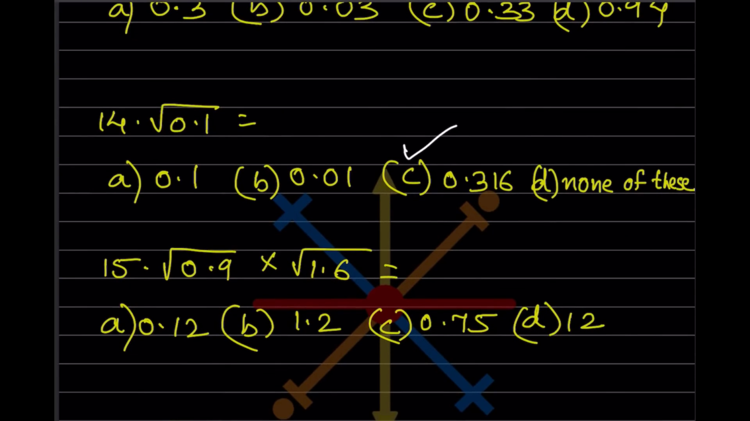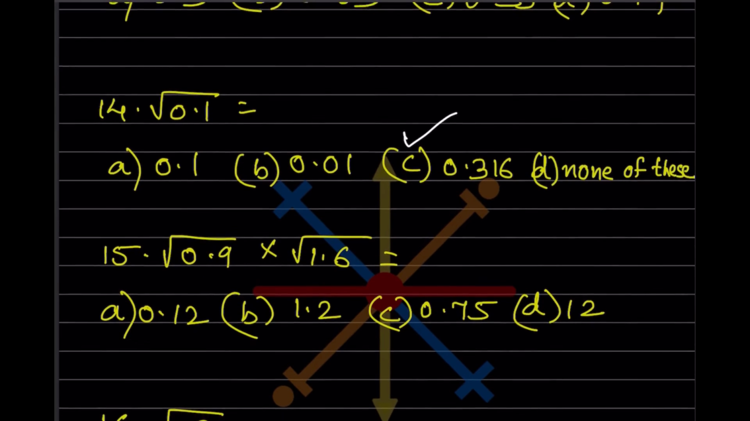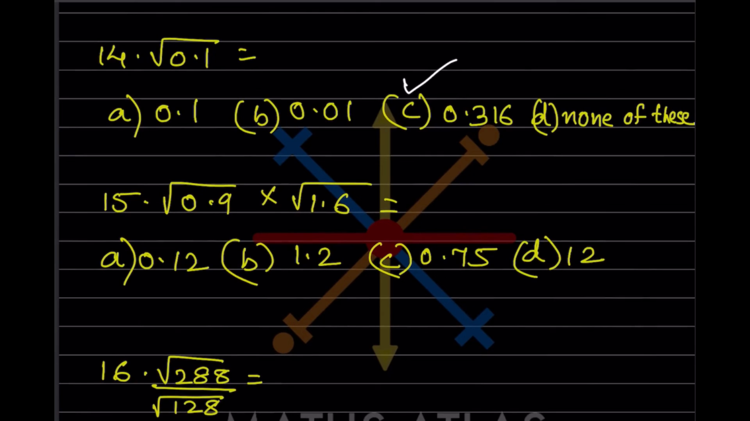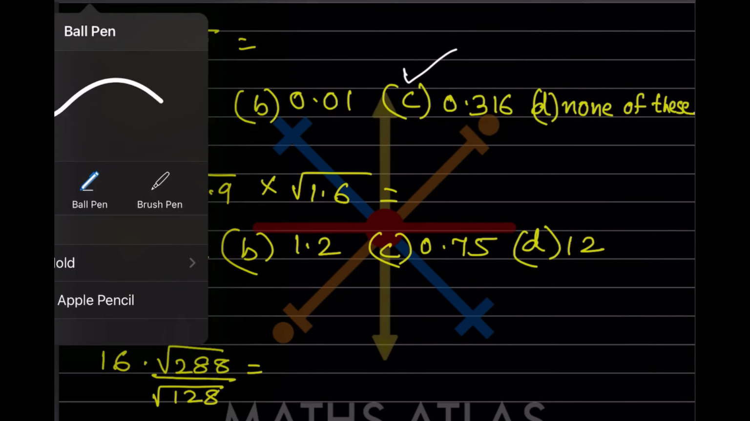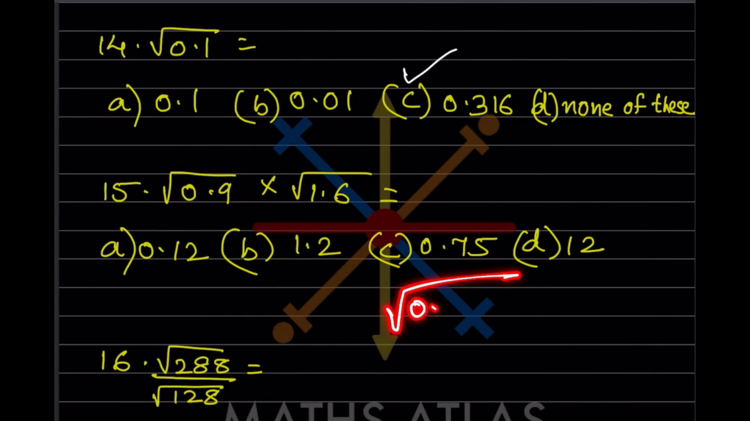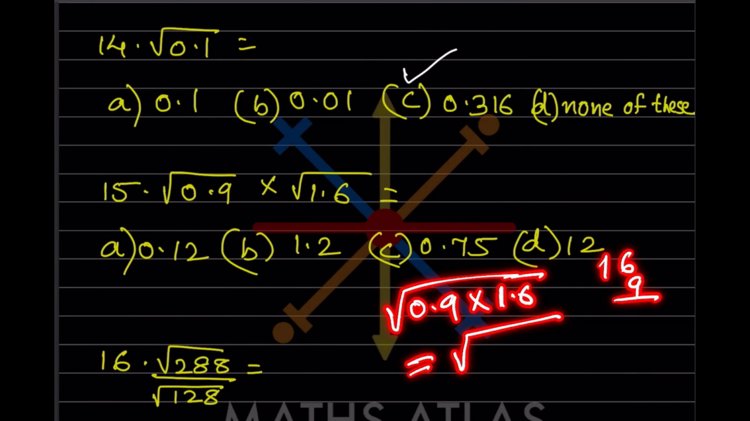Now, let us see for this one. Root of 0.9 into root of 1.6. So, we can also write that as 0.9 into 1.6. So, that is going to be, when you multiply this one, 6, because 16 nines is 144. So 144 means how many decimals, this one 1 and this 2. So you will write here 1.44.